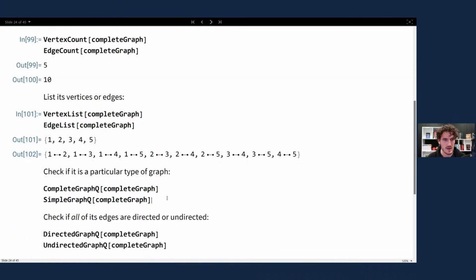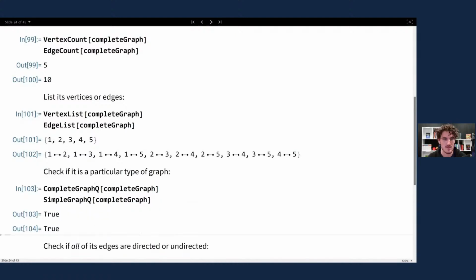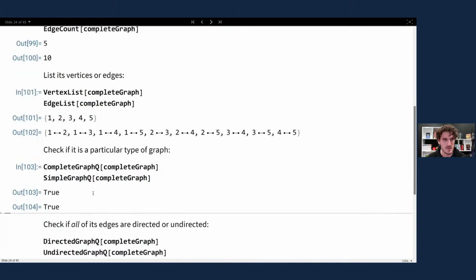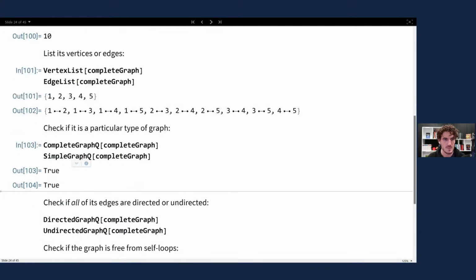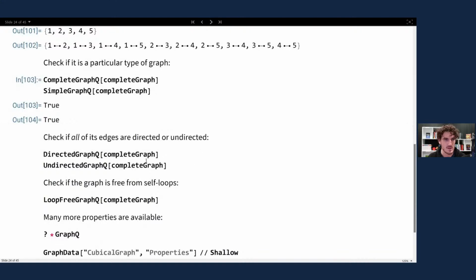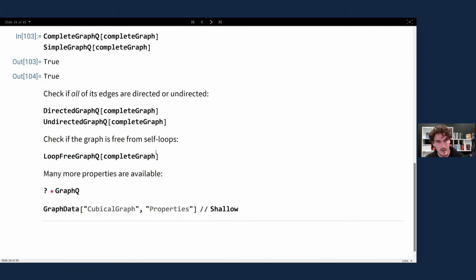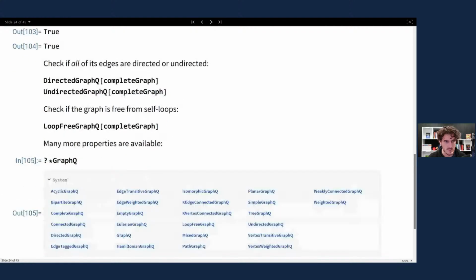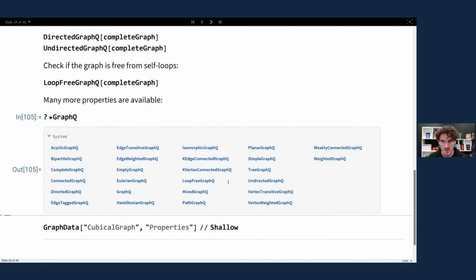So we've seen all of this so far, and then here's just some more Q functions which return true or false depending on the type of graph it is. So this graph is complete and simple. And then we've seen directed graph Q, undirected graph Q, loop-free graph Q. And this is using a similar thing I used before for graph, but for graph Q. So here are all of the different GraphQ functions that will all return true or false. And there are so many more than this in the function repository, which I encourage everyone to check out.